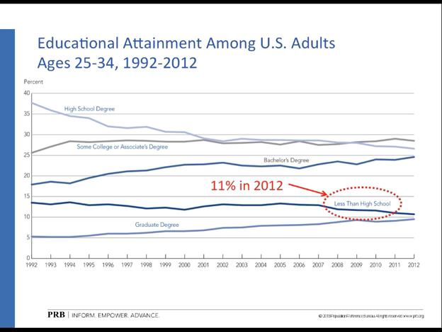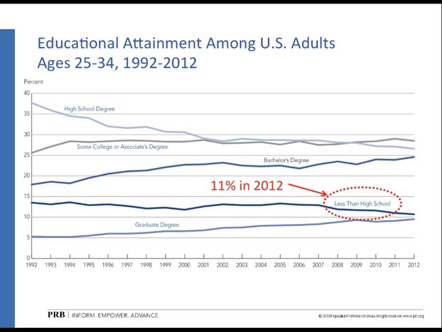So what do we know about educational attainment among U.S. adults today? What I show in this figure here is educational attainment among young U.S. adults between the ages of 25 to 34 over the past 2 decades, from 1992 to 2012. Where should we focus our policy efforts to enhance educational attainment at the population level?